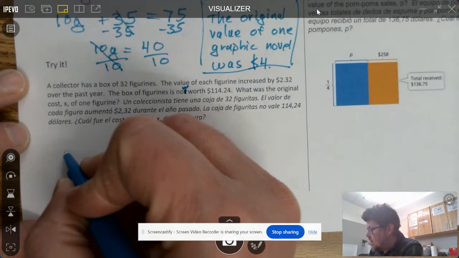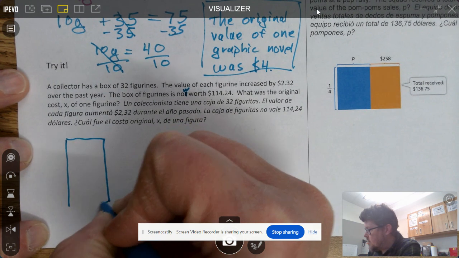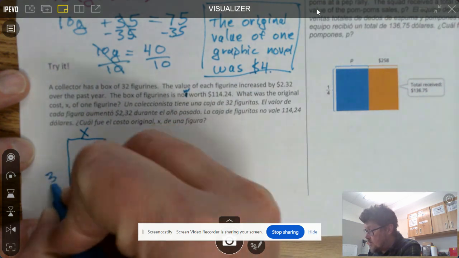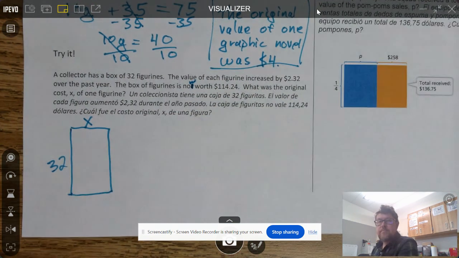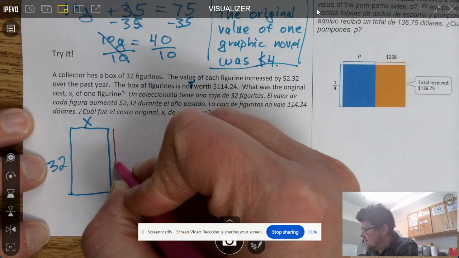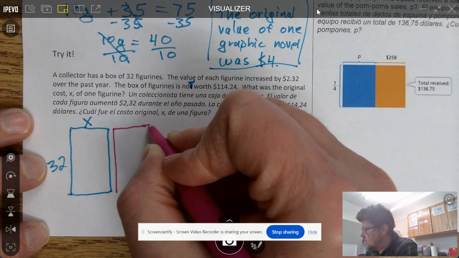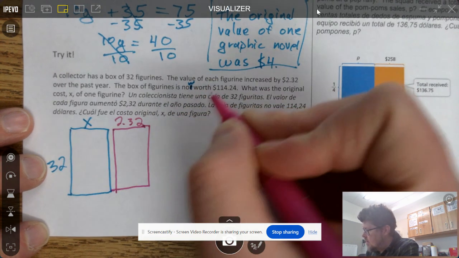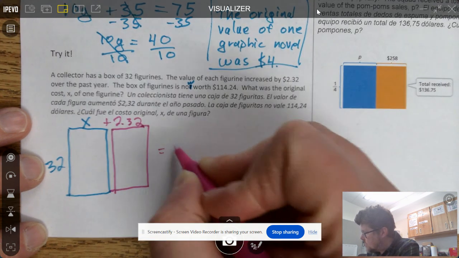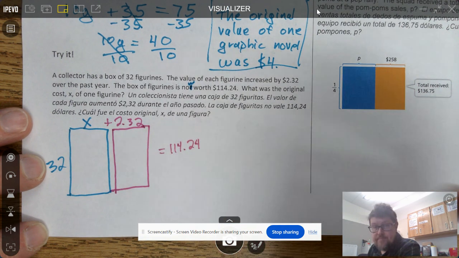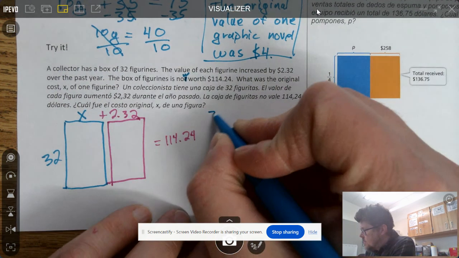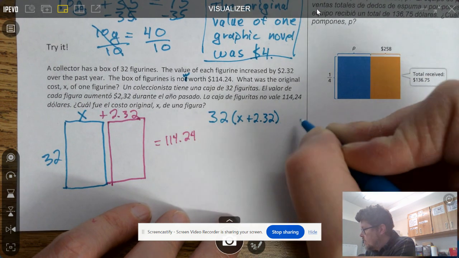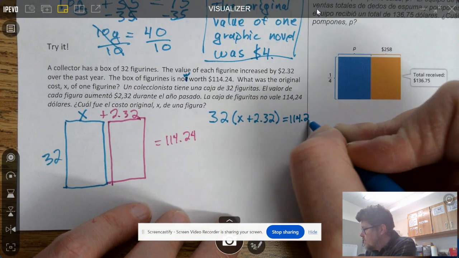If I do an area model, I've got this area model right here. The original value, we'll just call it X, okay? And then there are 32 of them. I'm not going to split it up into 32 segments, so just assume that that's 32. And then increased in value by 2.32. Boom. Okay. We're going to add that together, and then it's equal to 114.24. So the idea here is we take that 32 and multiply it by that X plus 2.32. And then we set it equal to the current value of it, that 114.24.